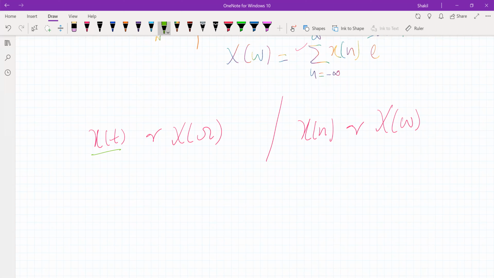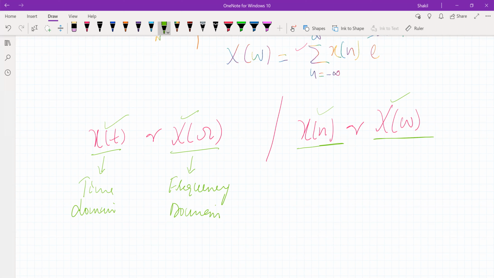This is the time domain representation of the signal. This is the frequency domain representation of the signal. This is the time domain representation of the discrete time signal. This is the frequency domain representation of the signal. Whether I say x of t or X of capital omega, or this x of n or X of small omega, it means one and the same. I'm talking about the same thing. This is the time domain representation. This is the frequency domain representation.